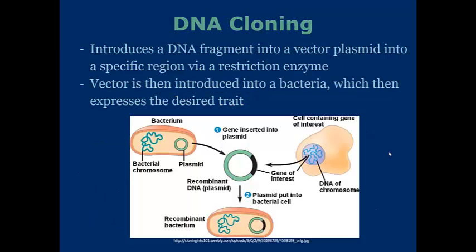Cloning is noted as the introduction of a DNA fragment into a vector plasmid into a specific region via a restriction enzyme. Restriction enzymes being things that incorporate DNA within itself. The vector is then introduced into a bacteria, which then expresses the desired trait. This is oftentimes how we augment certain cells to exhibit traits that are not natural to it. Below is a diagram of how this process is done using a plasmid vector in bacterium.